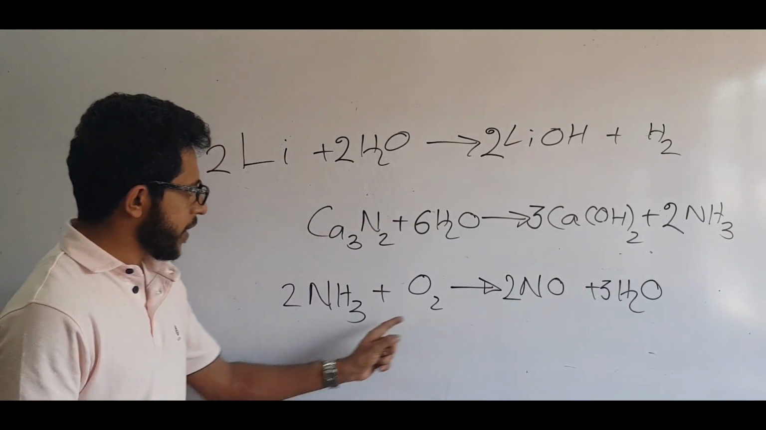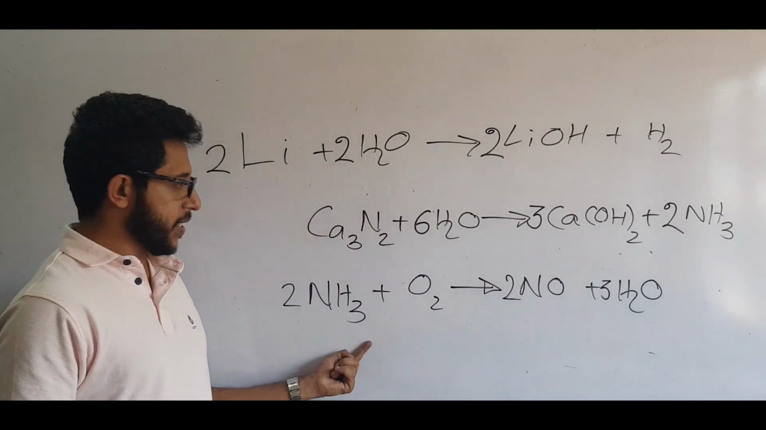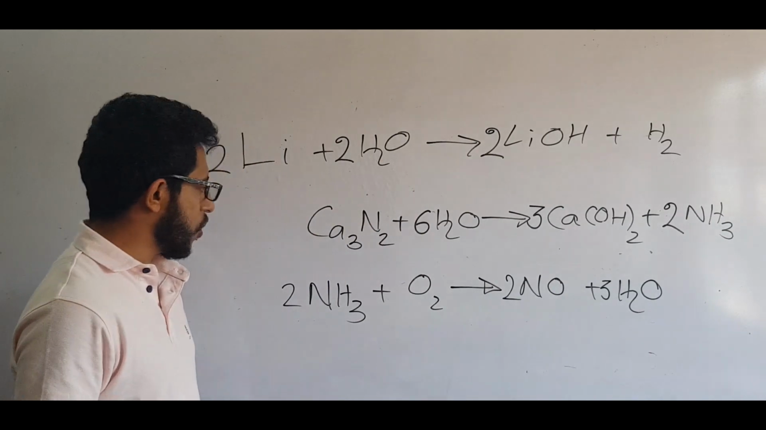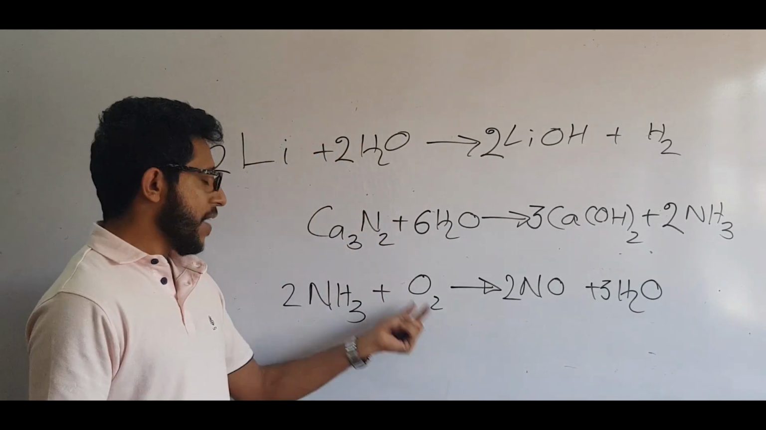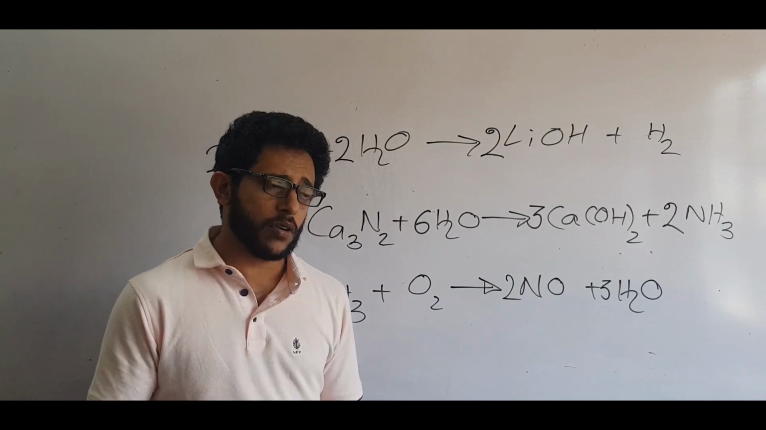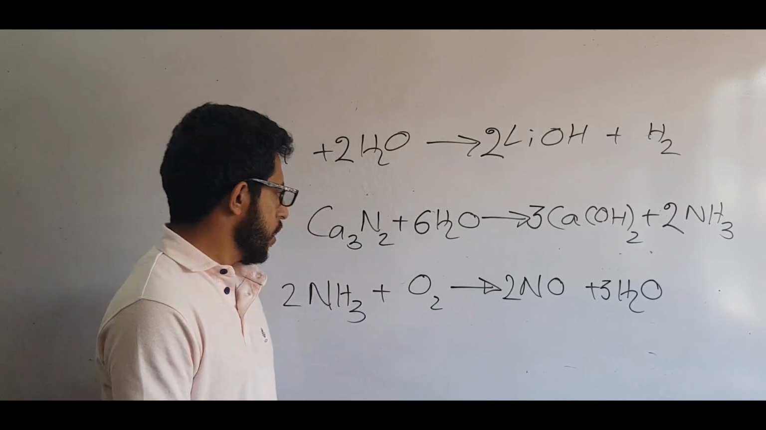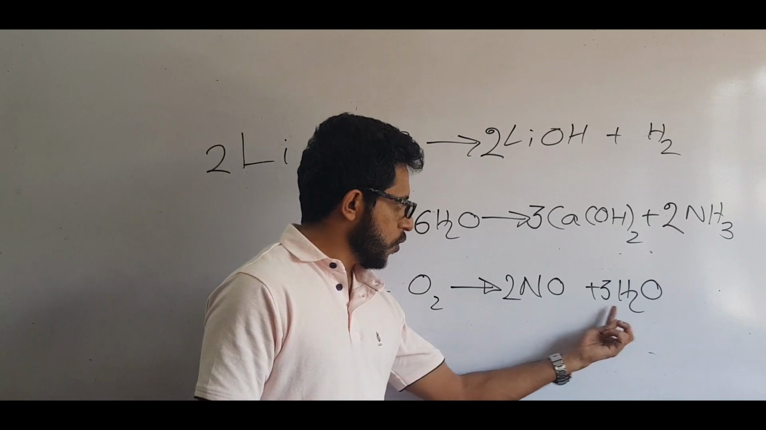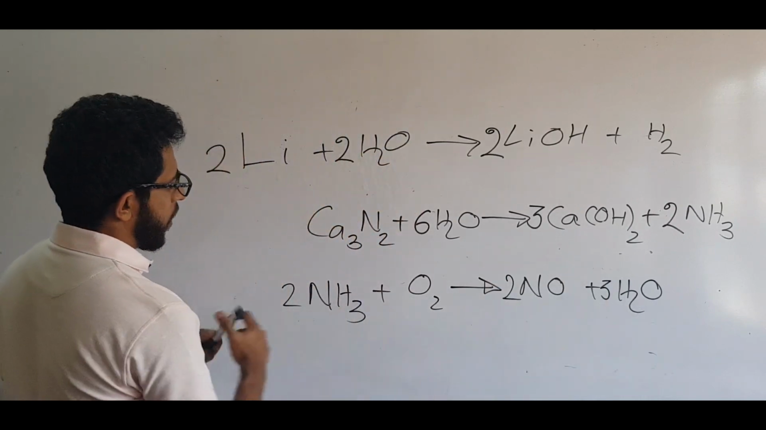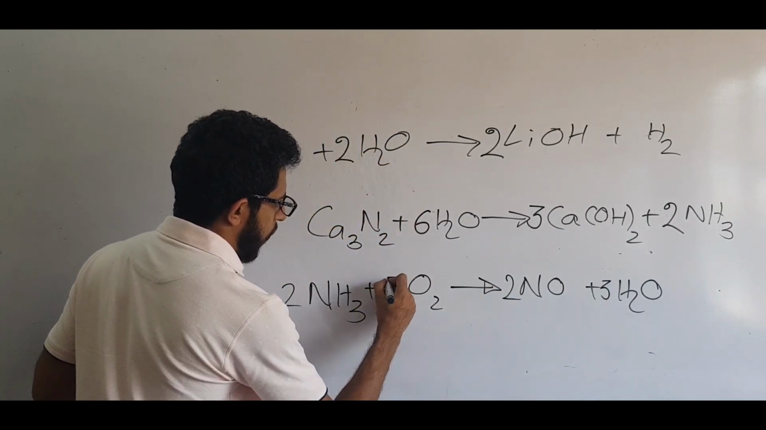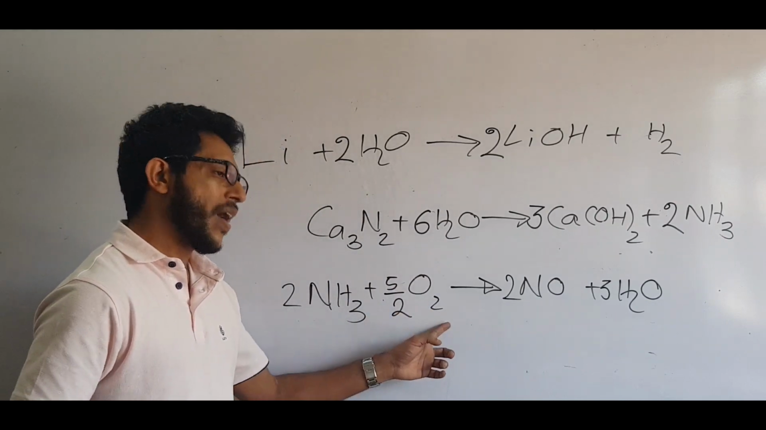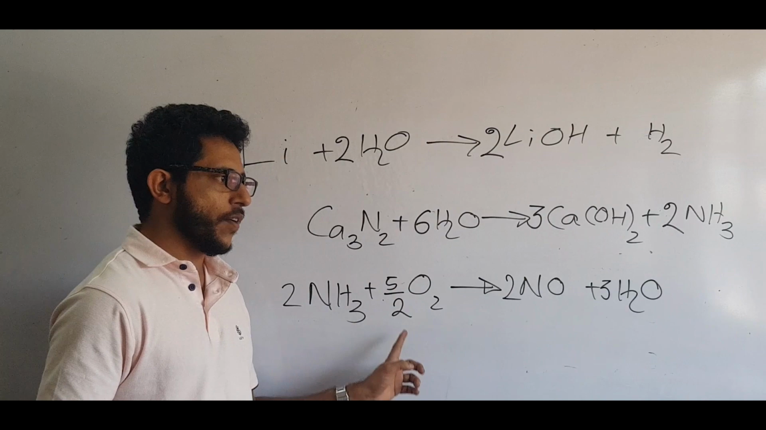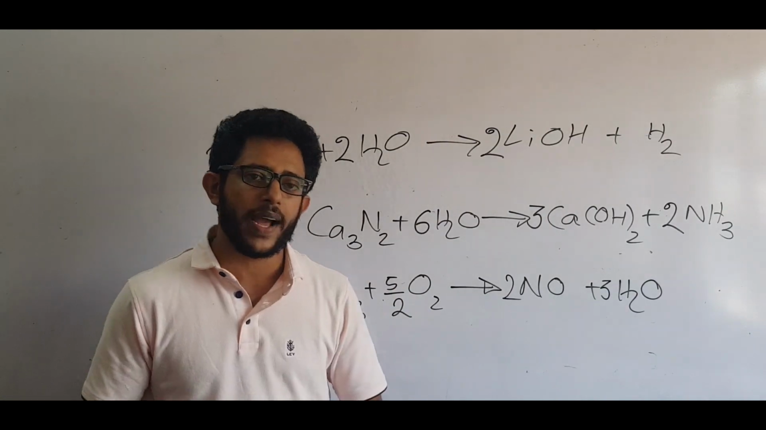Okay, let's see. 2 nitrogen, 2 nitrogen. 2 into 3, 6 hydrogen. 3 into 2, 6 hydrogen. What about oxygen? 2 plus 3, 5. Having one element like this is very important because you can easily balance that one. So the number of oxygen will be 2 plus 3, 5. You have oxygen here, so you have to have only 5 over 2 O2. Why 5 over 2 O2? Because you have 2 oxygen atoms here, so 5 over 2 into 2 means you have a total of 5 oxygen.